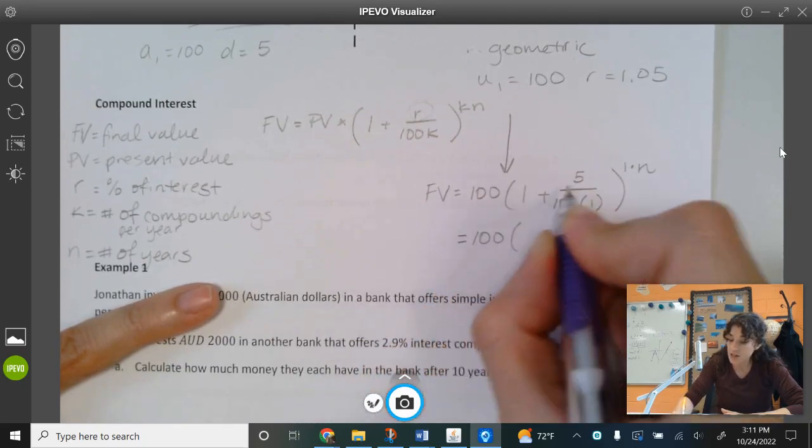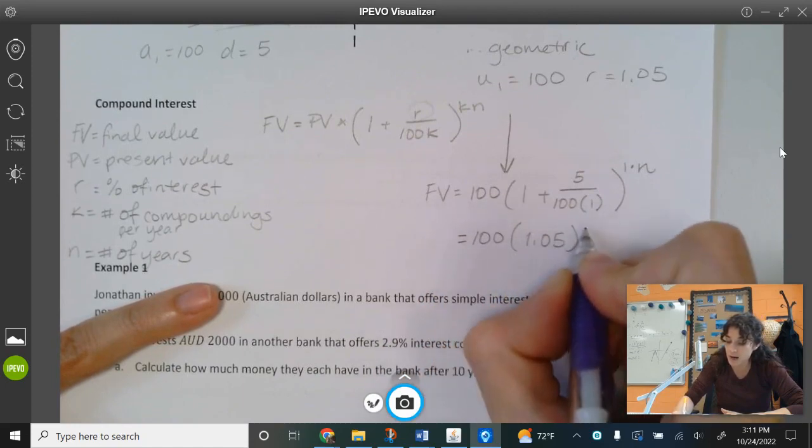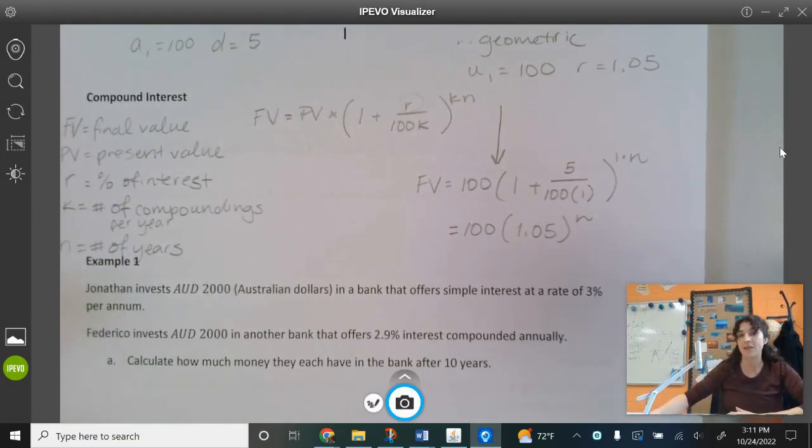So 100, that becomes 0.05, so 1.05 to the n power. So you'll notice it's very similar to what we know of as our geometric sequence. It just kind of simplifies down that way.